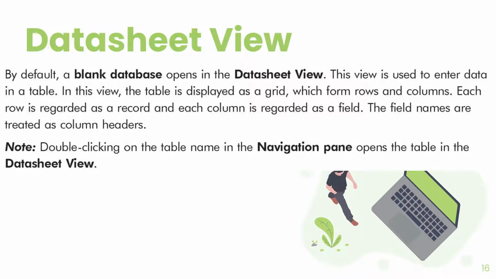By default, a blank database opens in the datasheet view. This view is used to enter data in a table. In this view, the table is displayed as a grid, which forms rows and columns. Each row is regarded as a record and each column is regarded as a field. The field names are treated as column headers. Note that double-clicking on the table name in the navigation pane opens the table in the datasheet view.